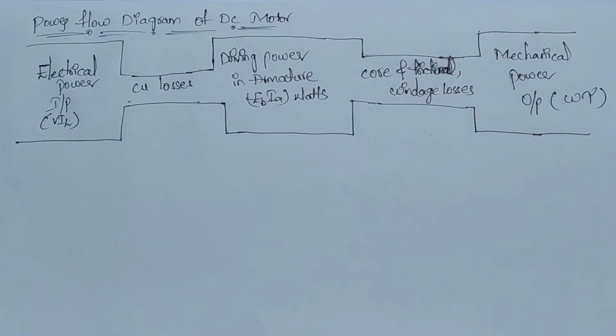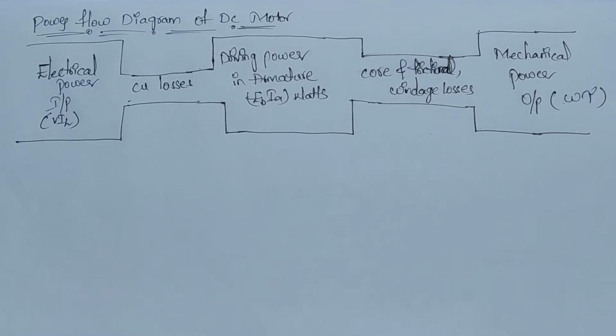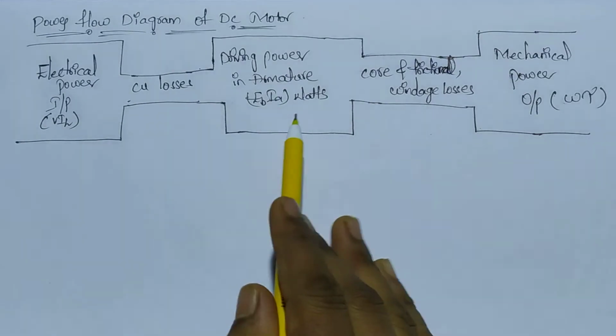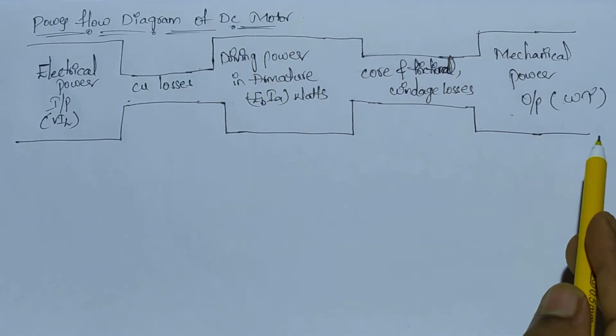Today's topic is the power flow diagram of a DC motor. Generally, we know that the input of a DC motor is electrical input, and we get mechanical output. But how the power flows inside a DC motor, we don't know. Now we can see it in detail with a clear diagram. So now I draw it here for your better understanding. This is the power flow diagram of a DC motor.